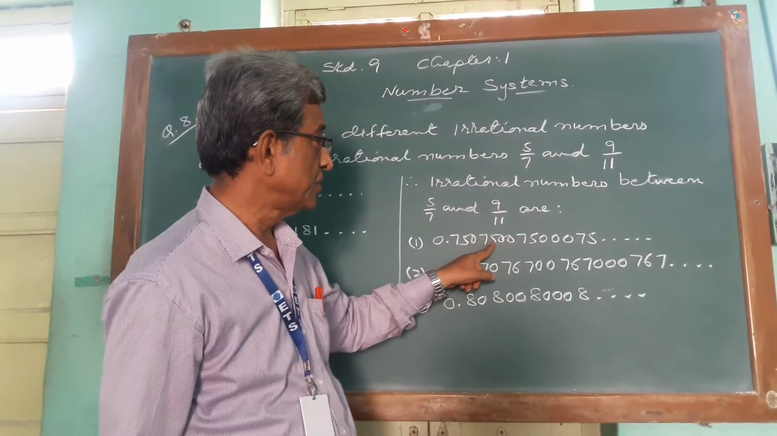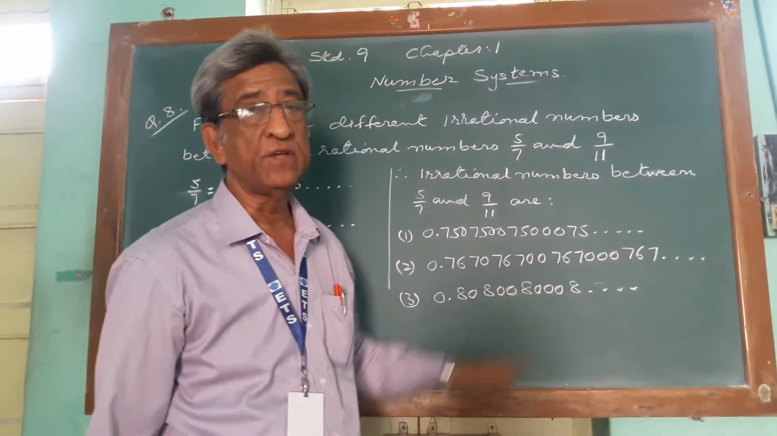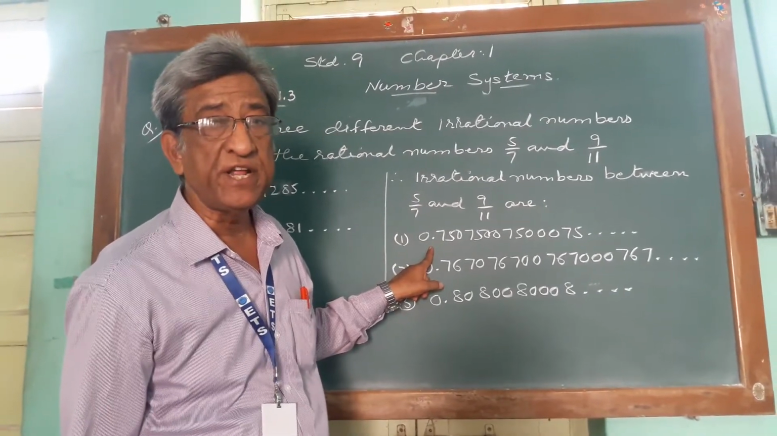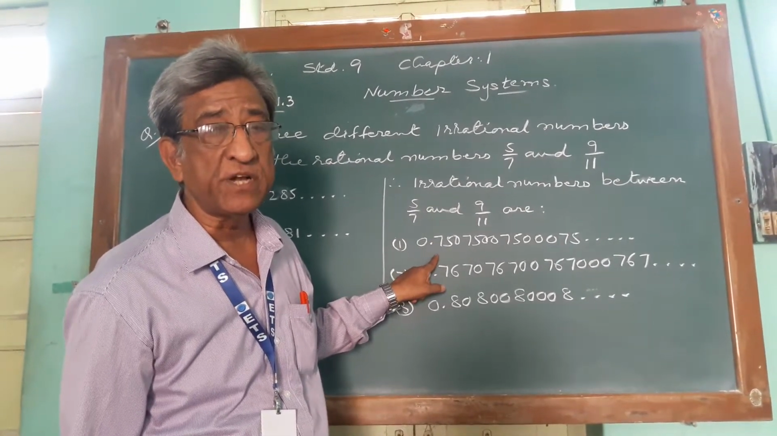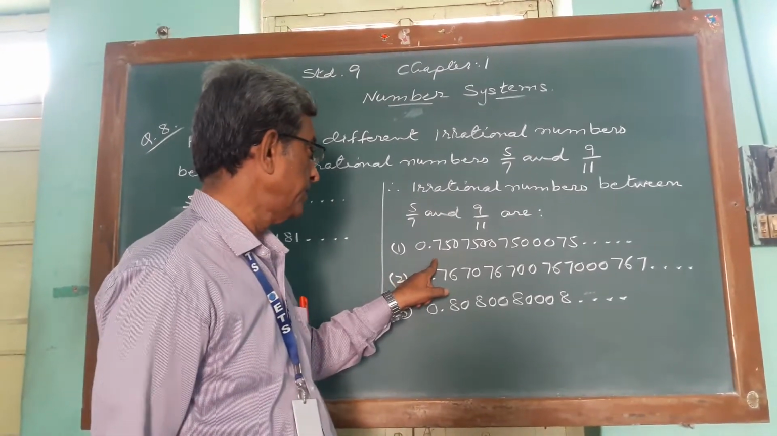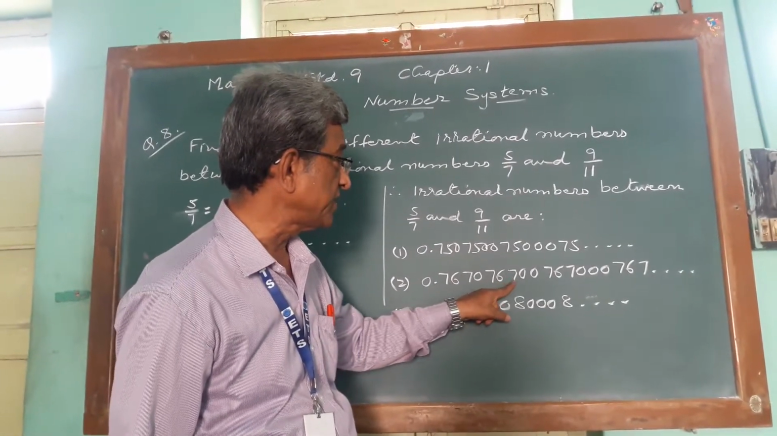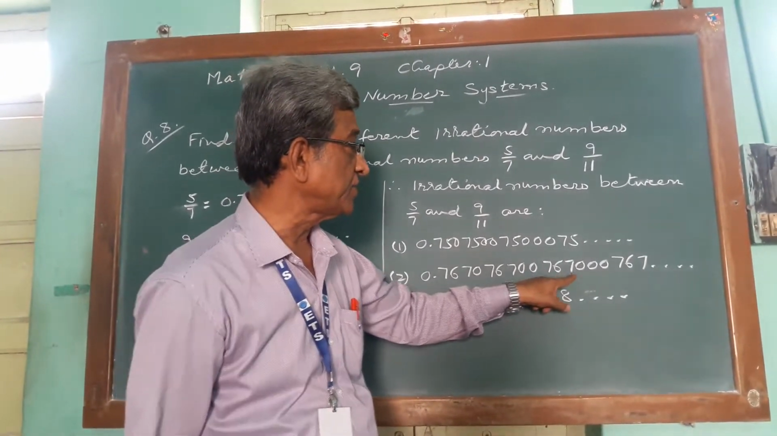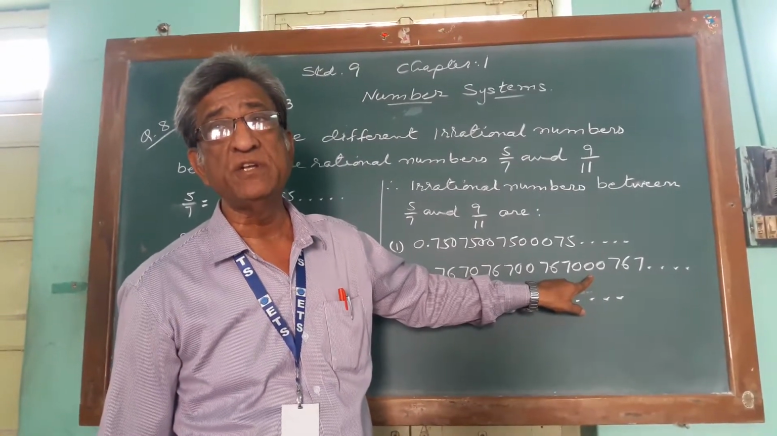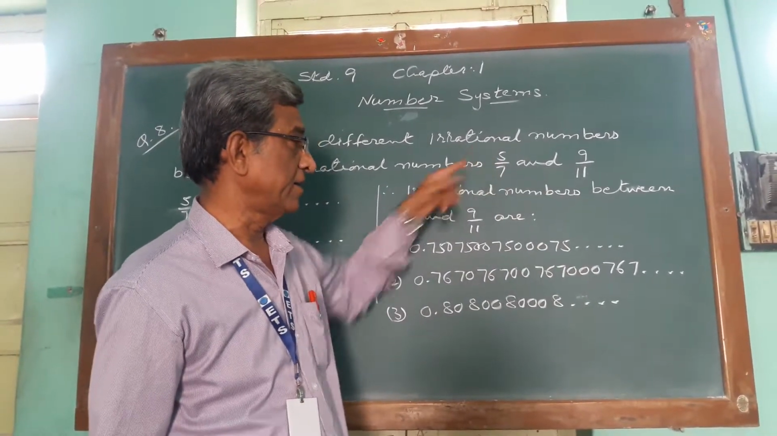0.750, 7500, 75000, like this. You can see that no digit is repeating again and again. So this number is said to be an irrational number. In the same way, 0.7670, 76700, here also no digit is repeating again and again. So this is also an irrational number.